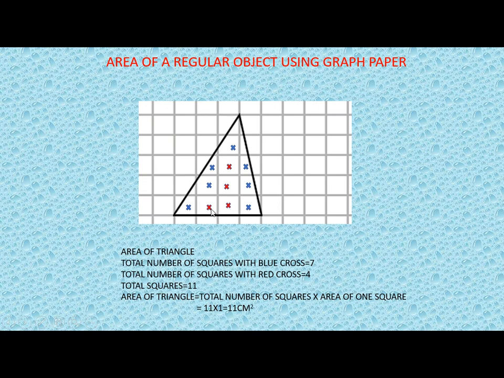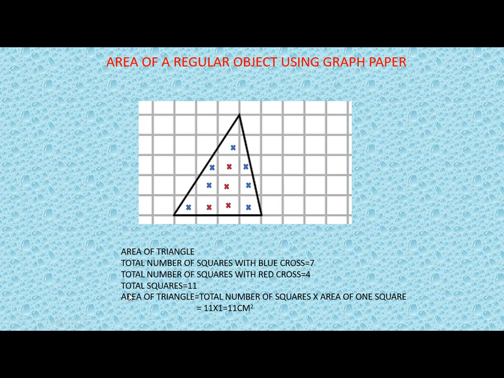And then you also mark those squares which are complete, like these red crosses; these are complete squares. Now, the process to find the area of this regular object: we have to find the total number of crosses. The shape can be anything; you can use a cross or a tick, there is no problem in that. So first you count the number of crosses.